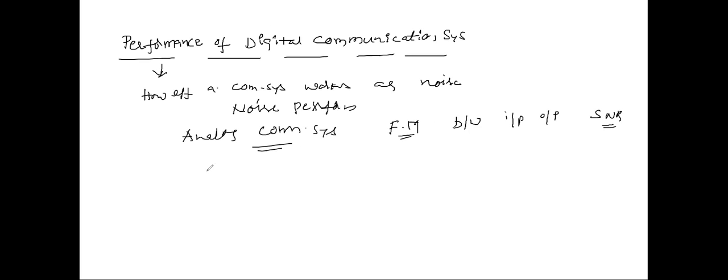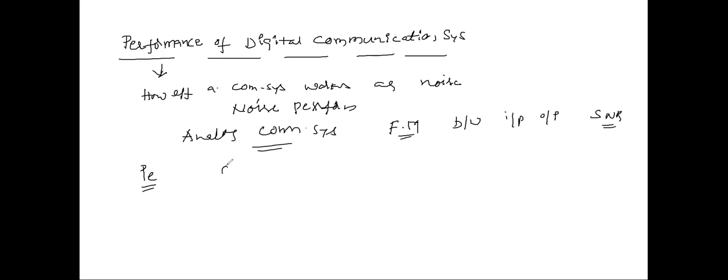But in digital communication systems, we cannot do the same. We follow another way. In a digital communication system, we measure the performance with the help of error probability. What do you mean by this error probability? Error probability is the probability of receiving any transmitted bit in error. Did you get the point? The probability of any transmitted bit being received in error.